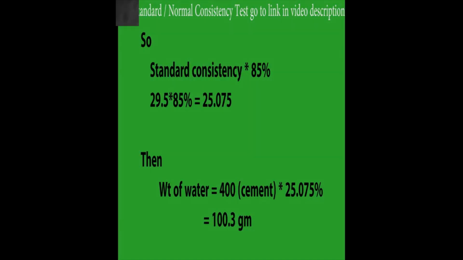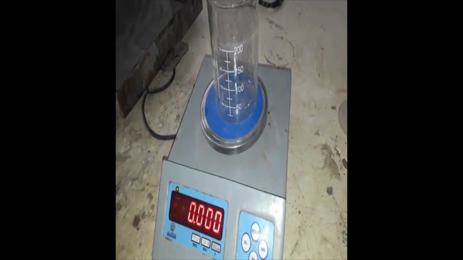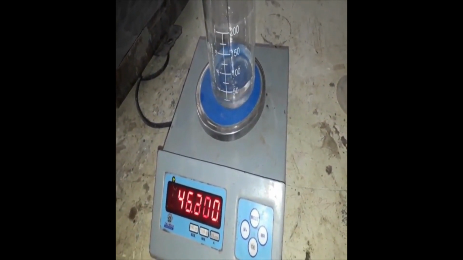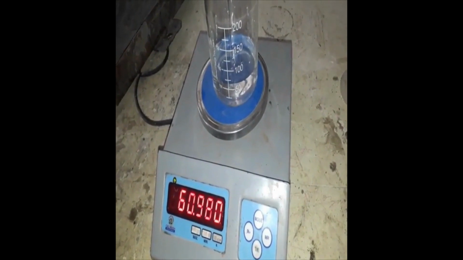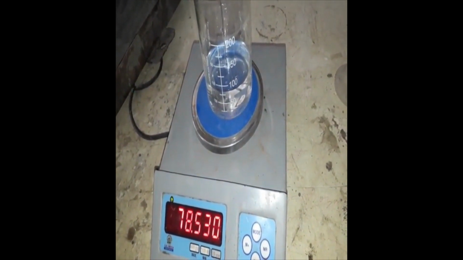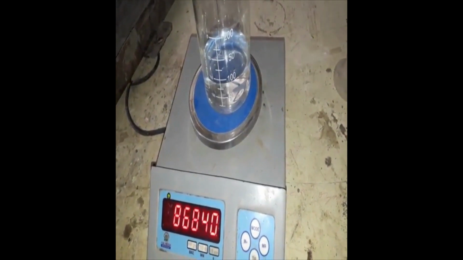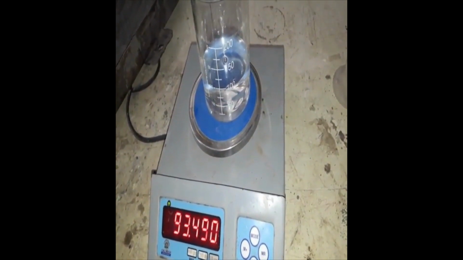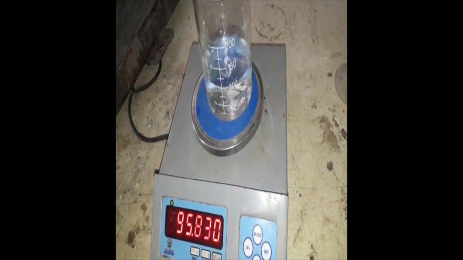Once the cement is measured, the next component that is required is the water. The weight of water should be 85% of the standard consistency. Now let us say standard consistency is 29.5%. Then the amount of water required is 25.075% of the weight of the cement.